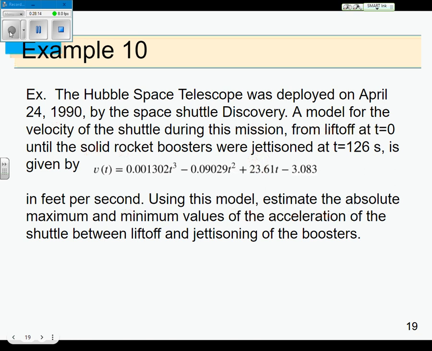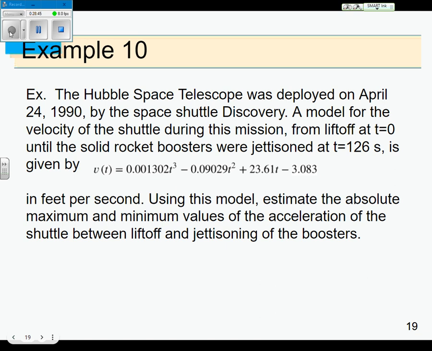Okay, let's work one more. Where would we use this closed interval method in the real world? Well, back in 1990, when the Hubble Space Telescope was deployed by the Space Shuttle Discovery, is when it was used. A model for the velocity of the shuttle during this mission, from liftoff until it got rid of its rocket boosters, is given by this v of t right here in the middle of the screen.